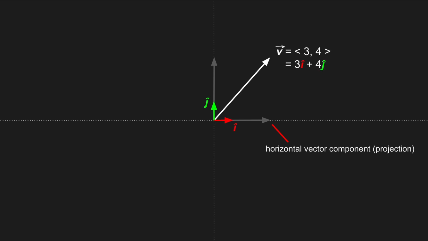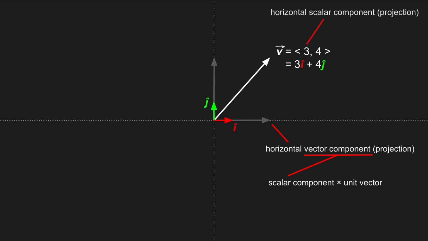When we have a vector, we say that it is made up of horizontal and vertical vector components. And these vector components, or projections, actually come from our unit vectors that are multiplied by a scalar value. We call these scalar values scalar components, or unit vector components, because we can define any vector with these numbers, since they correspond to our vector components.